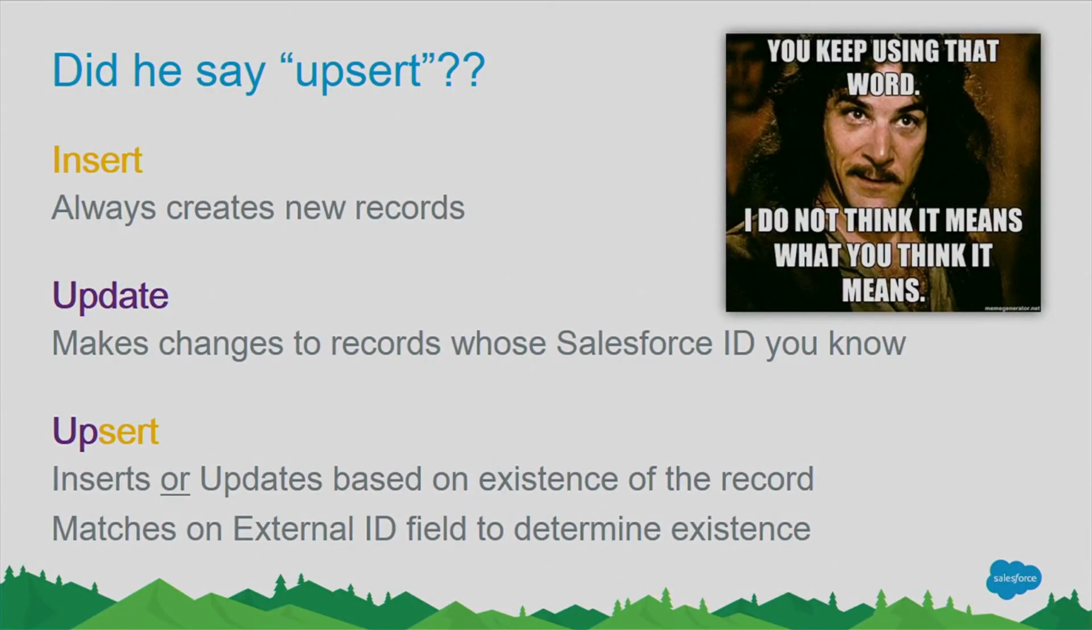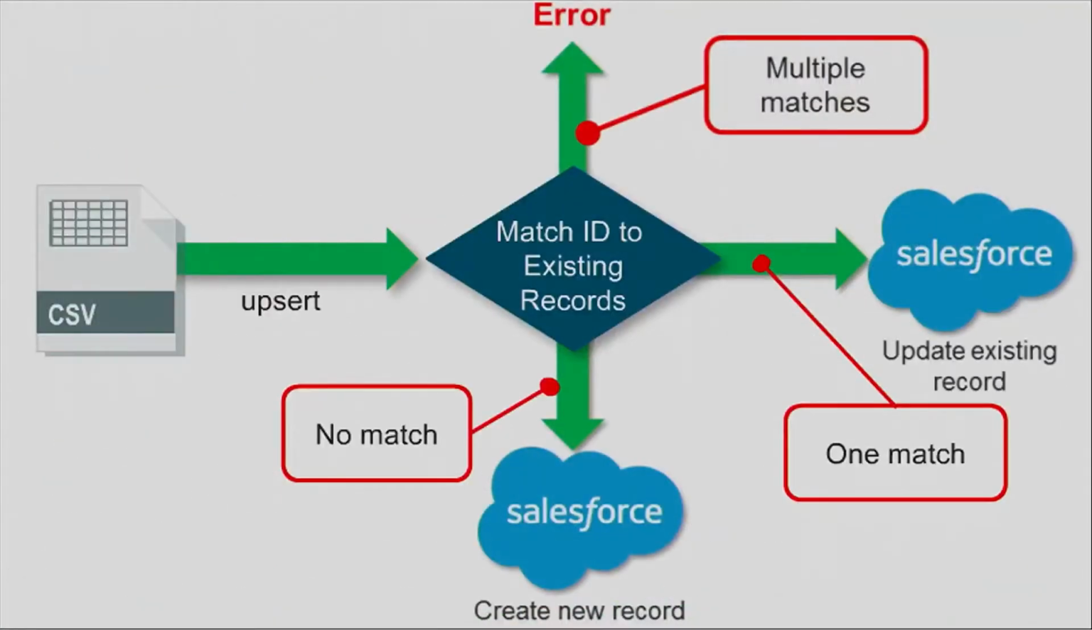Okay, funny word, so let's level set. Insert, which you all may be very familiar with, always creates new records. It'll generate a new Salesforce ID. The update operation makes changes to existing records for records whose Salesforce ID you already know. The Upsert operation is a hybrid between the two. Salesforce will intelligently insert or update the data in Salesforce based on the existence of that record by matching to an external ID field. Let's walk through a diagram.